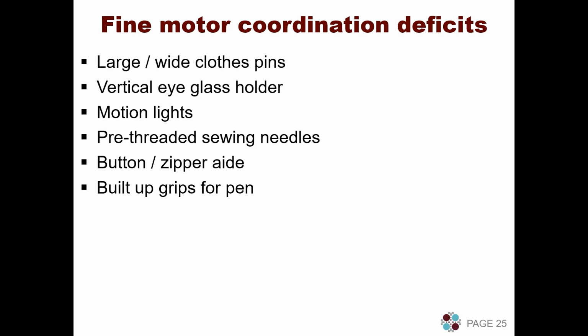For individuals that present with fine motor coordination deficits, large or wide clothespins are a lot easier for those individuals to use if they want to hang their clothes out on the laundry line. You can also add a piece of that silicone strip or Velcro for increased tactile input. It's also easier to visually identify them.